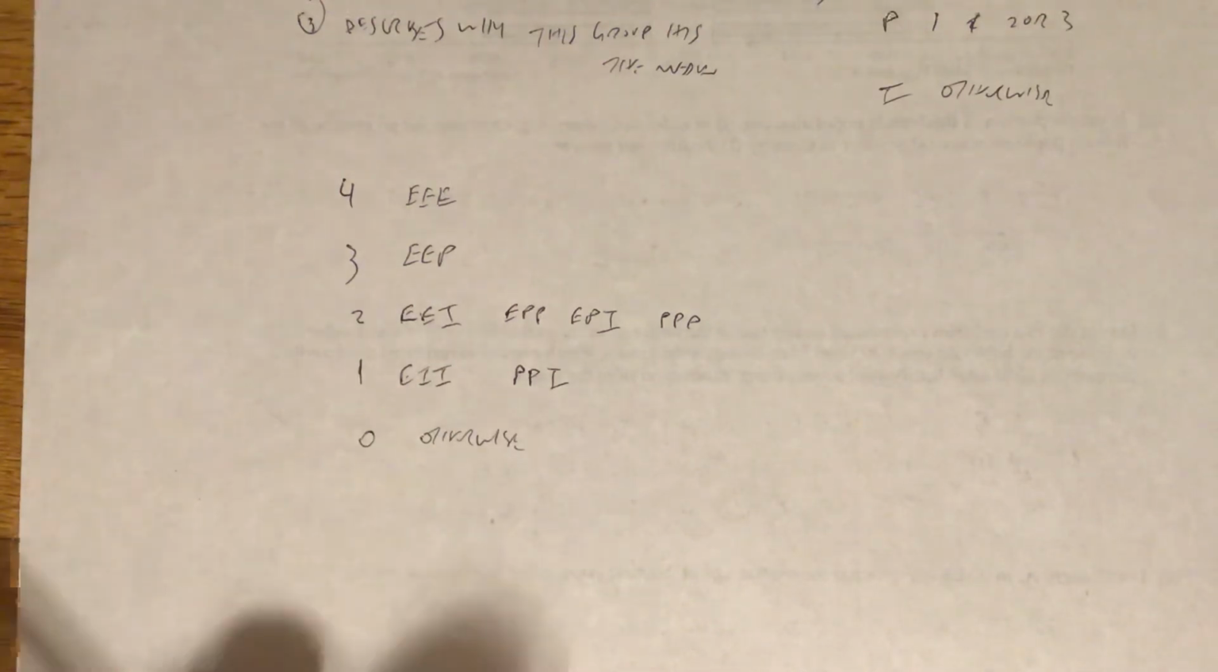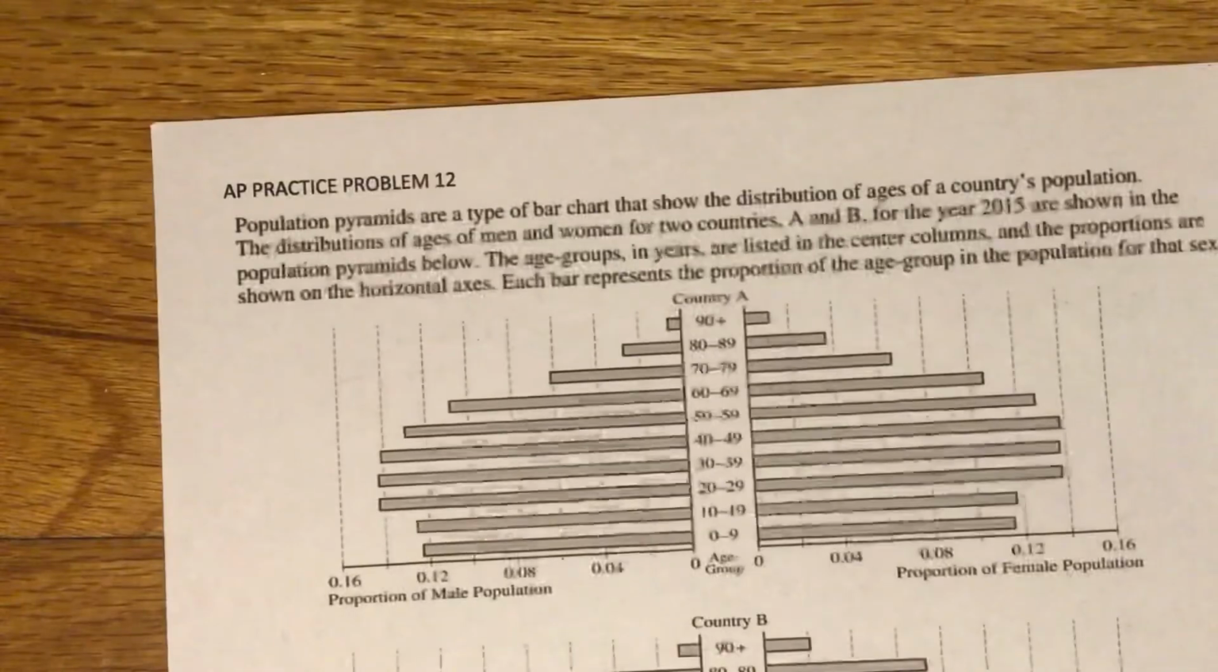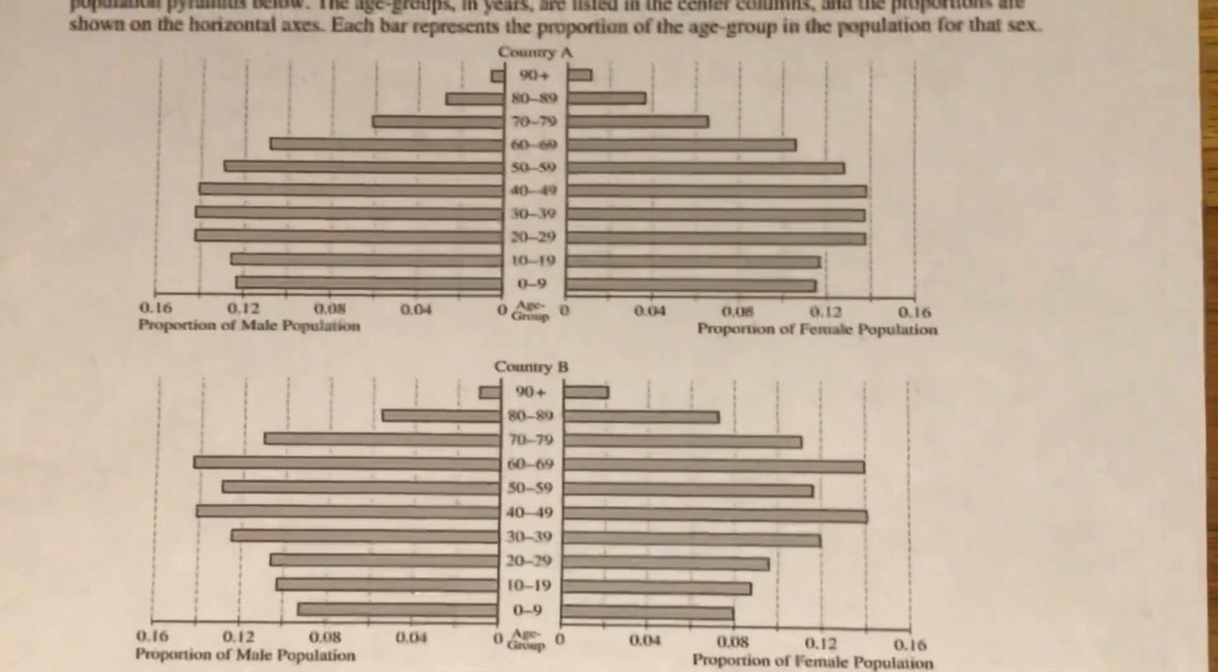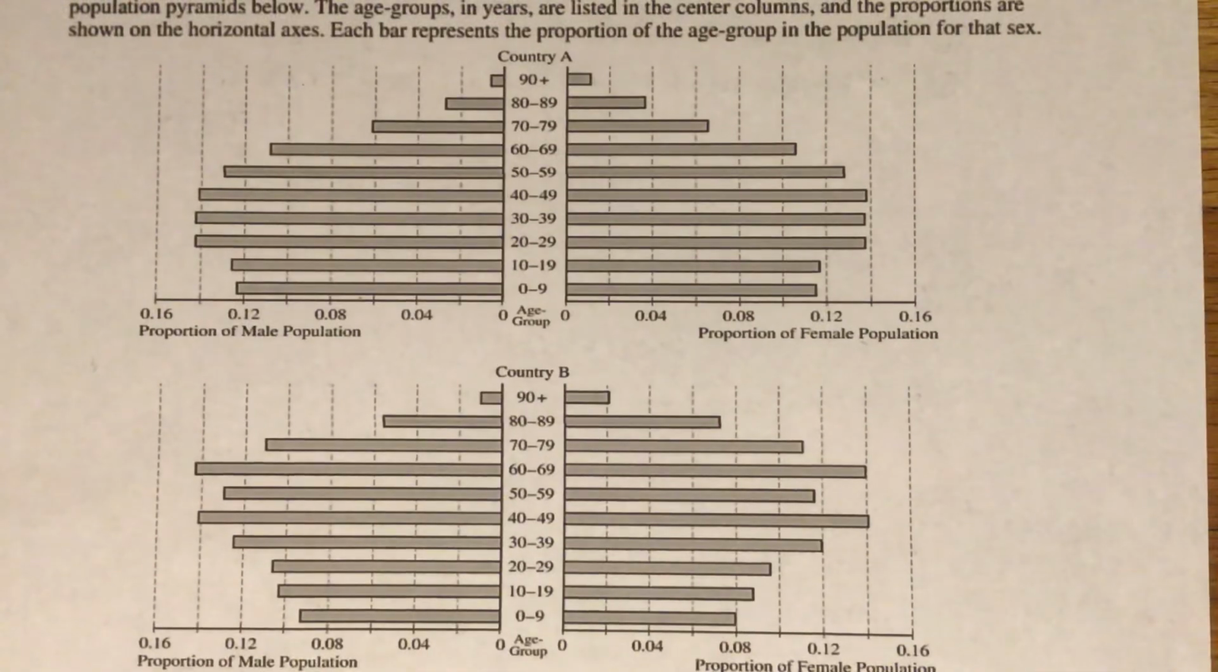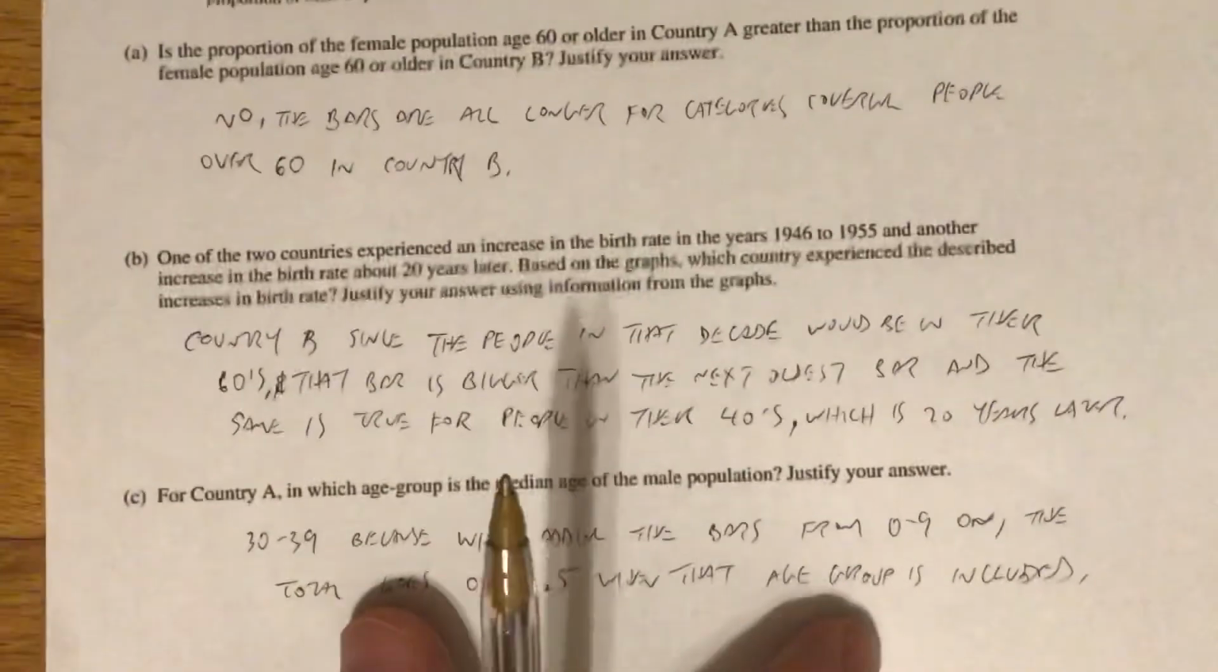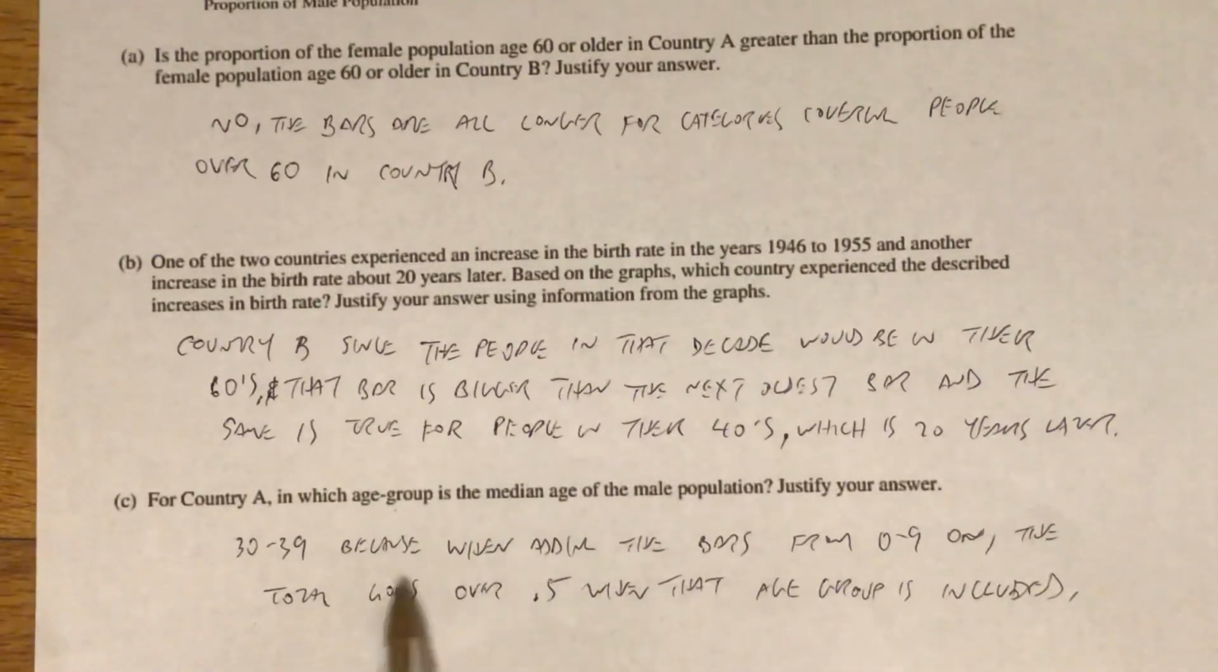All right, that was AP problem 12. Not too bad of a problem. Just make sure you're specific enough when you talk about things, especially that part C. Most people don't get the full credit on this because they don't really give a great explanation of how they got the median.